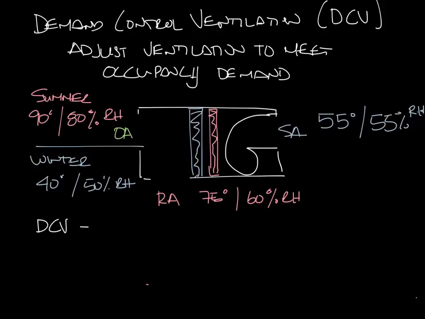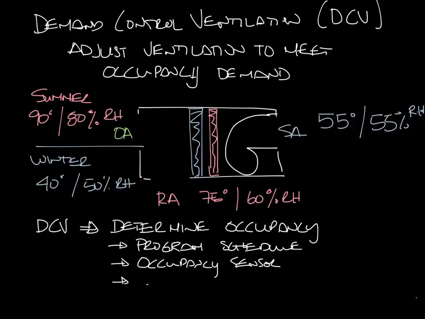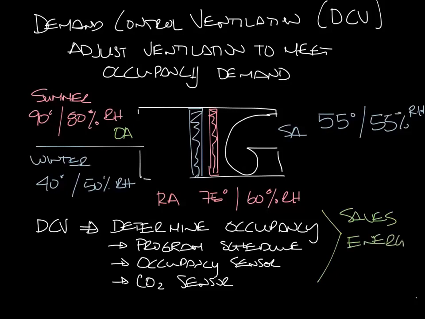So using demand control ventilation, you can determine occupancy in the space and control the ventilation air based on that. And there's a couple ways to determine the occupancy. You could just program in the lunchtime cafeteria schedule and bring in ventilation air just during those times. You could have an occupancy sensor to sense when there are occupants in the cafeteria, or you could use a CO2 sensor to sense that there are occupants in the cafeteria as well. This way you only supply ventilation air when necessary, which saves energy and saves money.